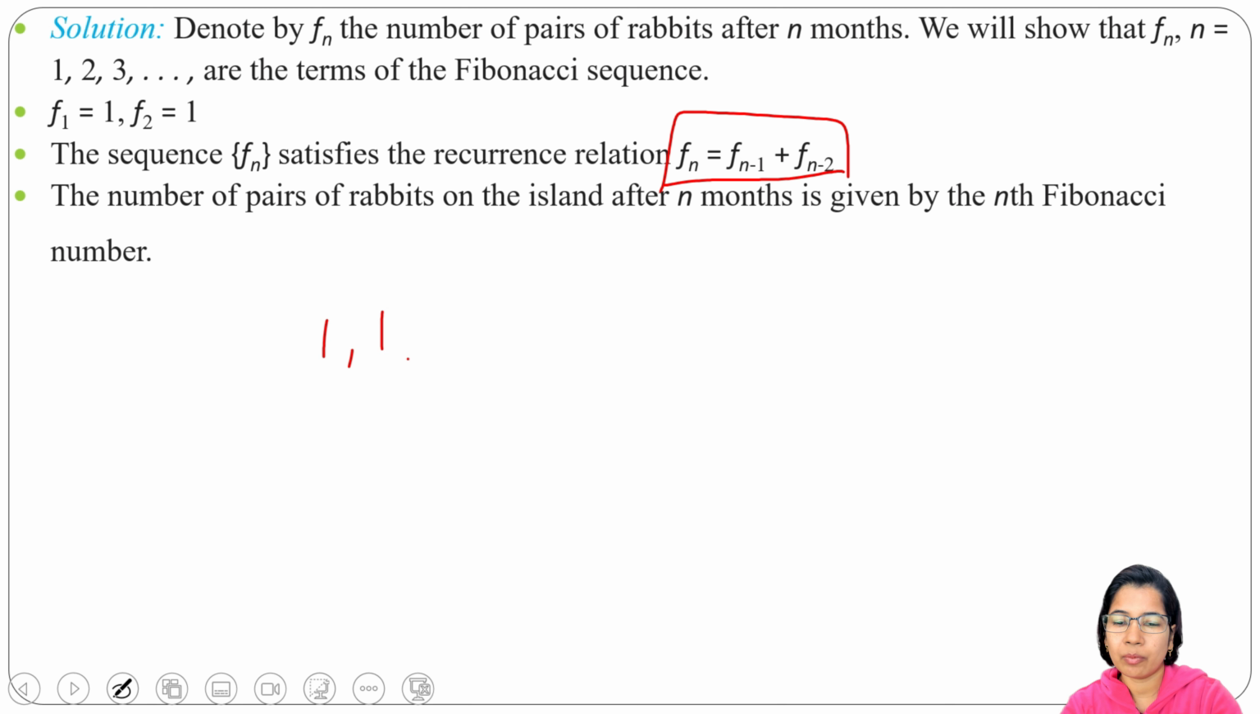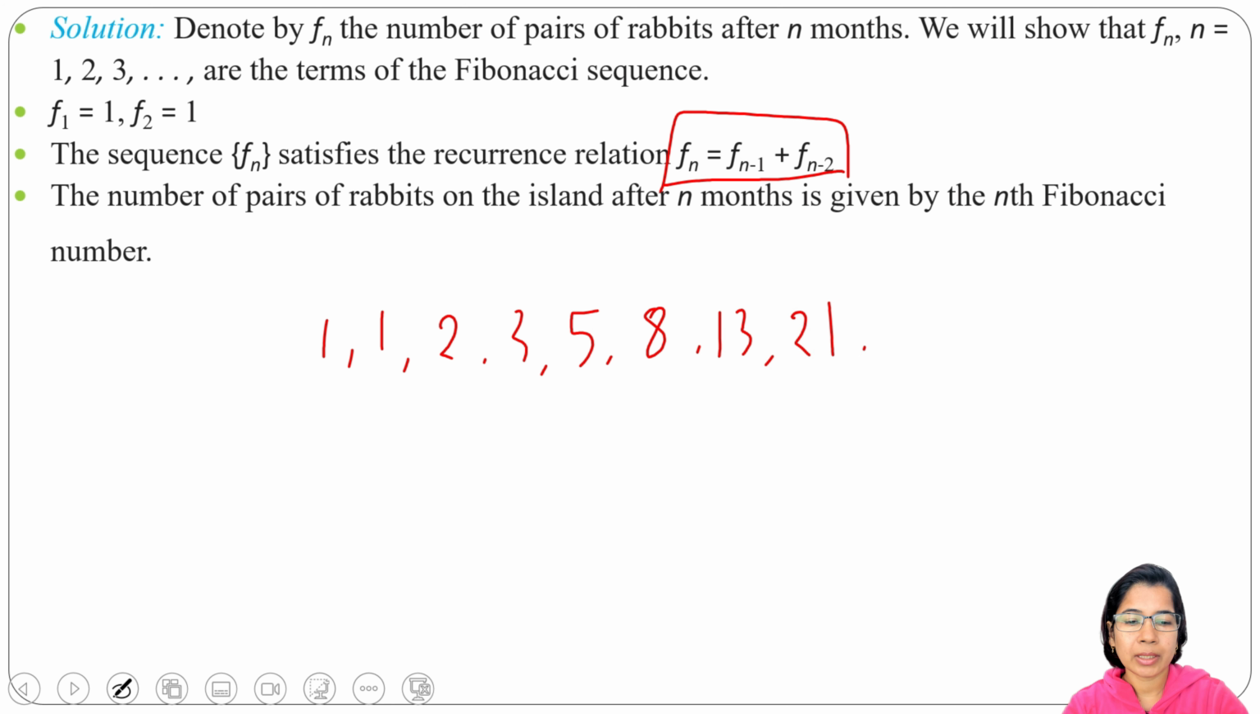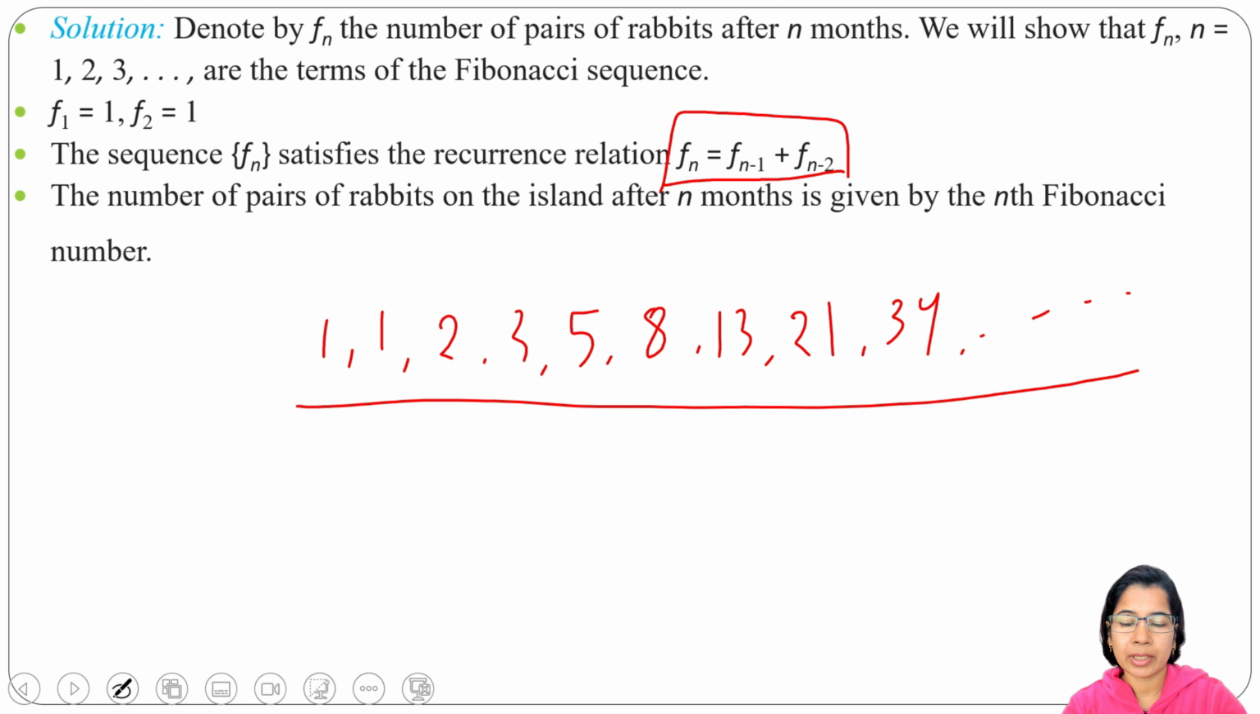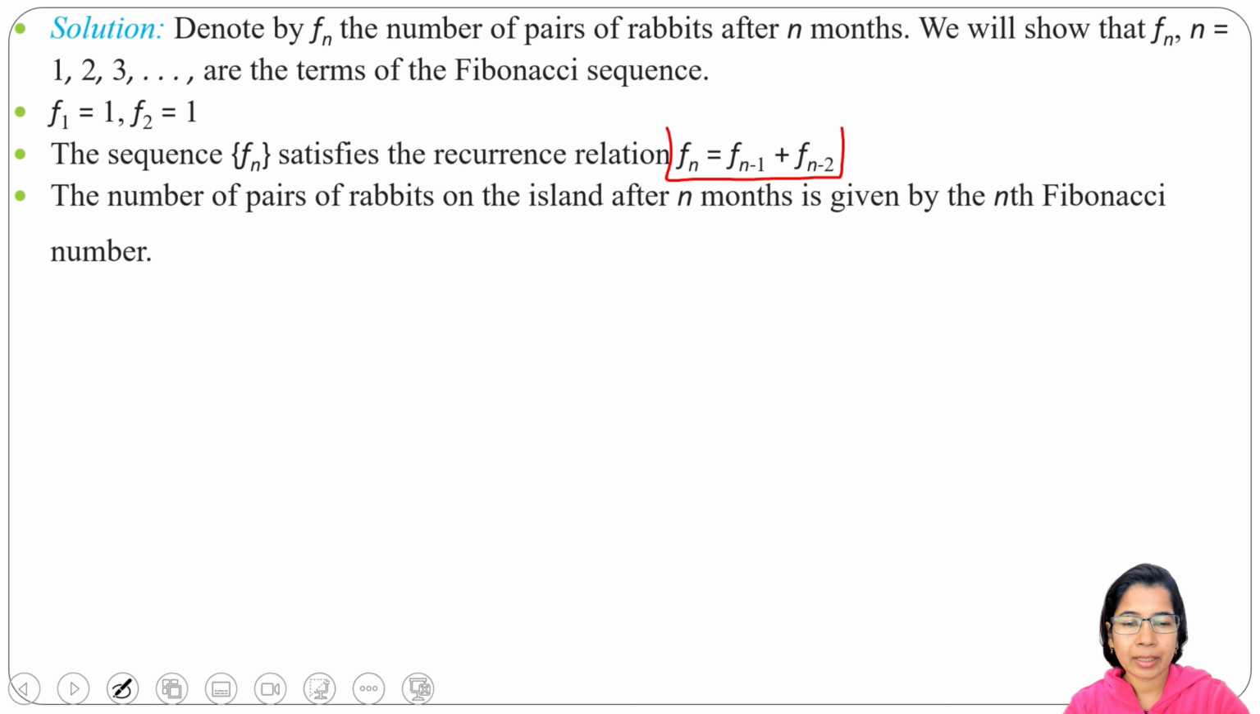So 1, 1, 2, then 2 plus 1, 3, 2 plus 3, 5, 5 plus 3, 8, 8 plus 5, 13, 13 plus 8, it's 21, 21 plus 13, 34, like this it will continue. So this sequence is called the Fibonacci sequence, and this is the recurrence relation for the Fibonacci sequence.